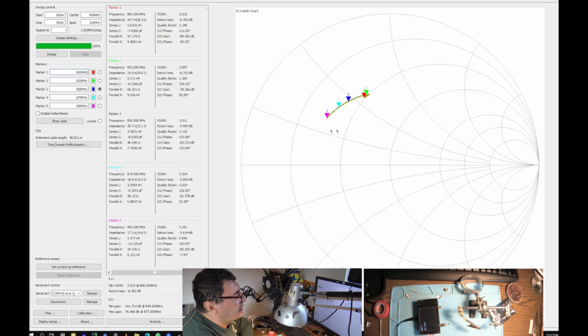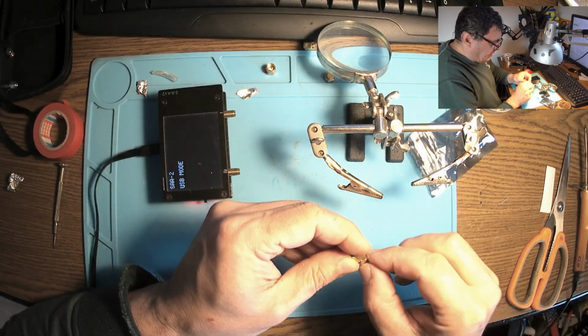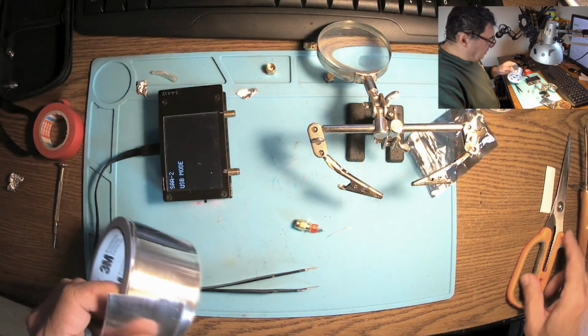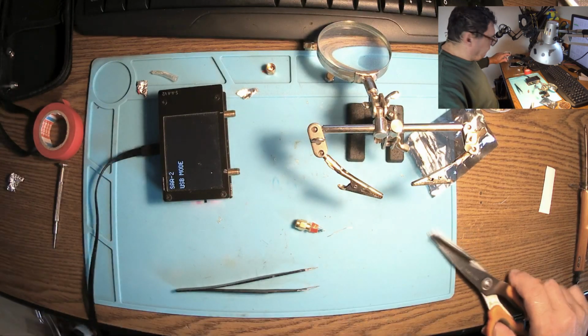But the point is that we have this impedance here. That's why we are in the upper part of the screen. The goal is to take this and move it down here. All right, so what can we do? Let me put some isolation on the middle pin. And for shielding, I'm going to use a simple piece of aluminium foil.